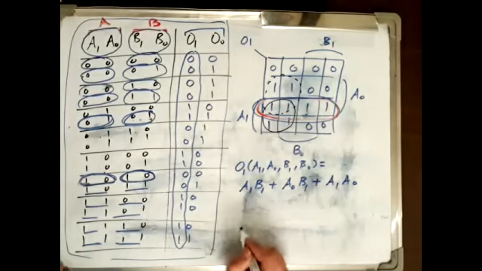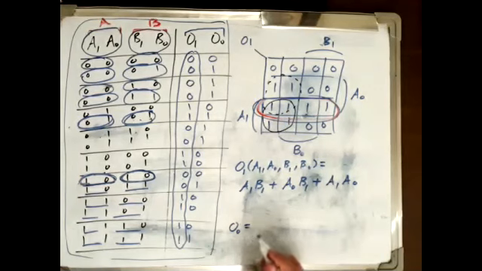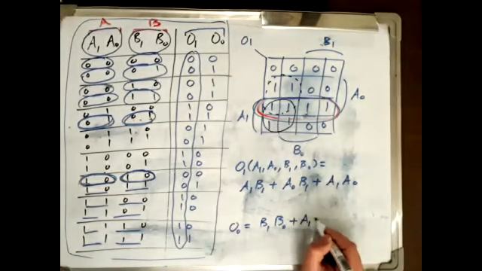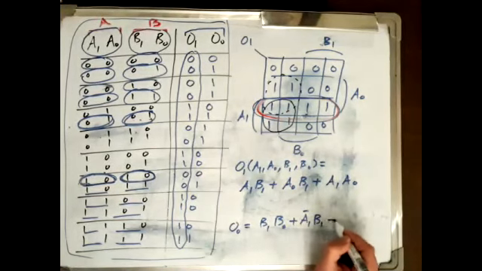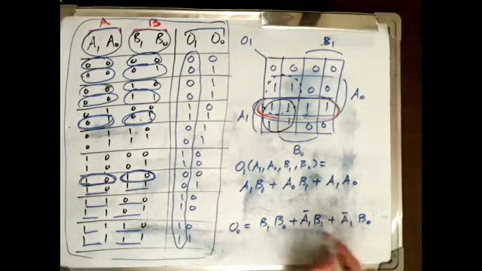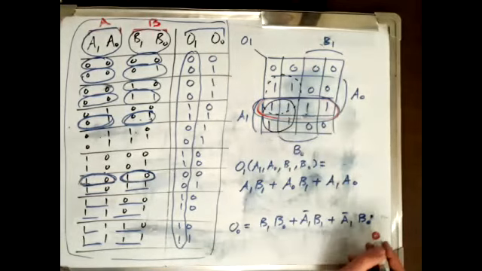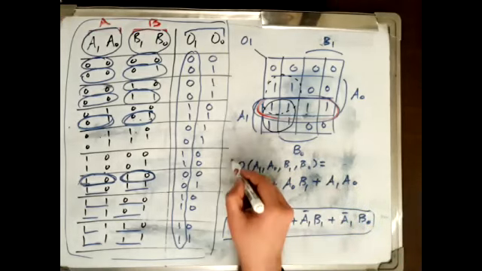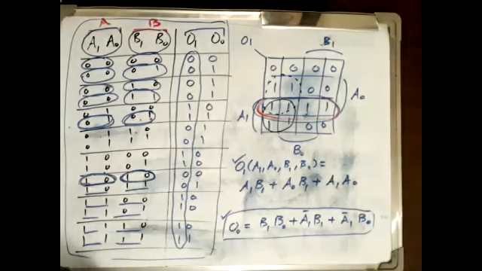Leave some space if you are writing with me. Leave some space and find output 0. Output 0, if you do it, will be B1 B0, or A1 bar B1, or A1 bar B0. So you need to fill the map for output 0 and do the simplification. You will end up with this. And the last step, draw the logic diagram for output 1 and the logic diagram for output 0.